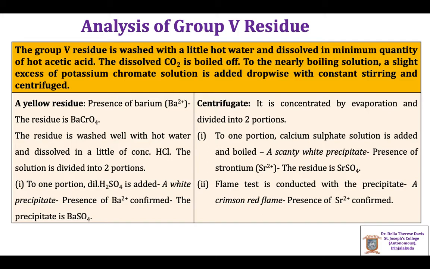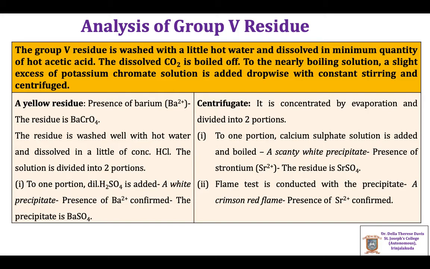And then it is centrifuged. If a yellow residue is obtained, it indicates the presence of barium, and the residue is barium chromate. This residue is washed with hot water and dissolved in a little concentrated hydrochloric acid. And that solution obtained is divided into two portions.